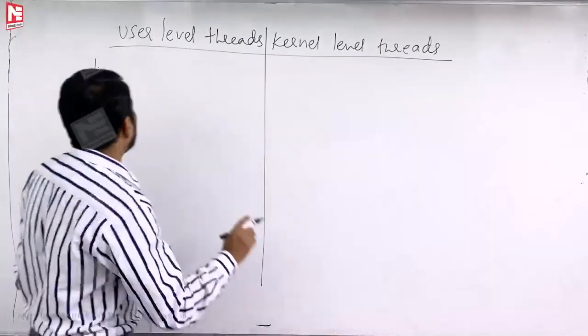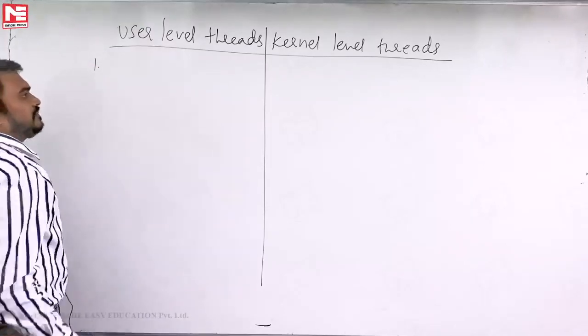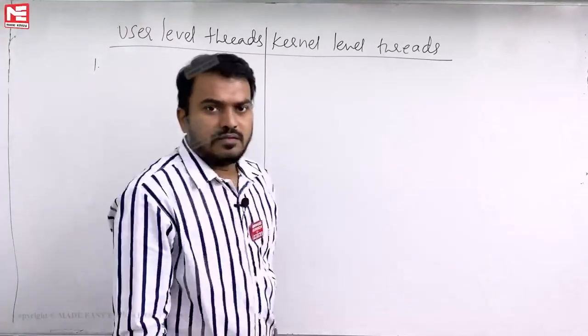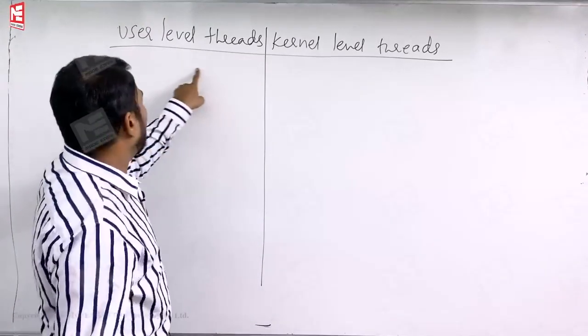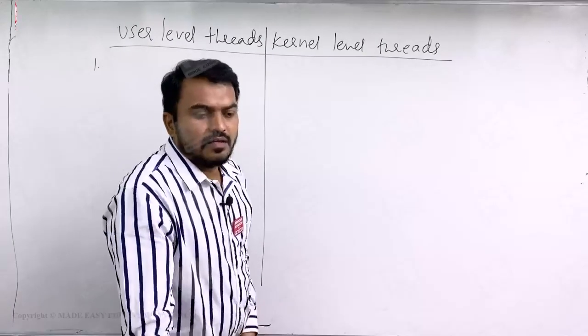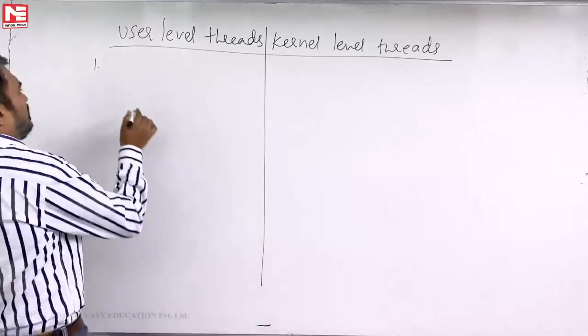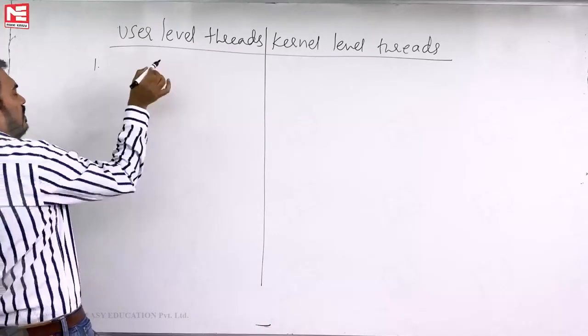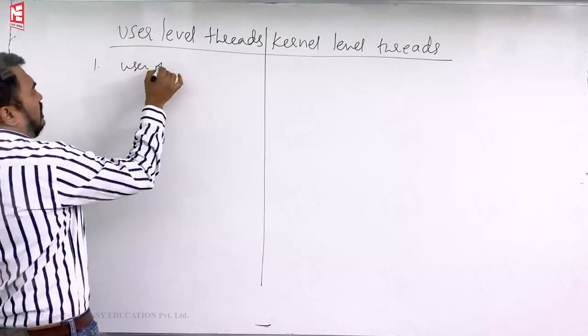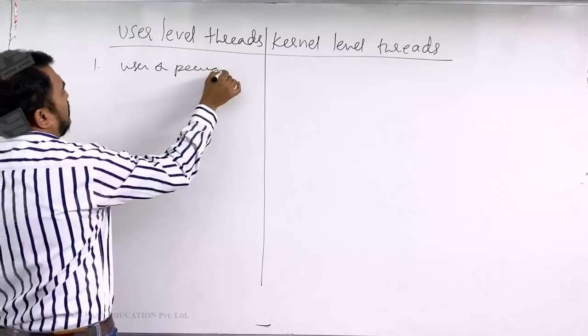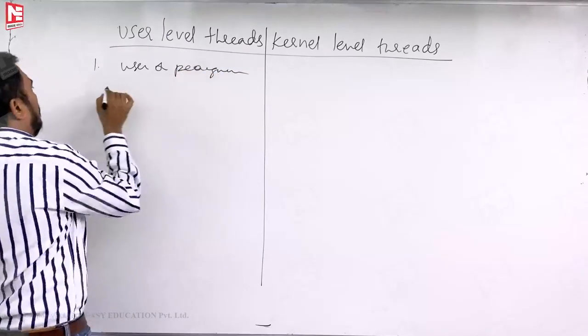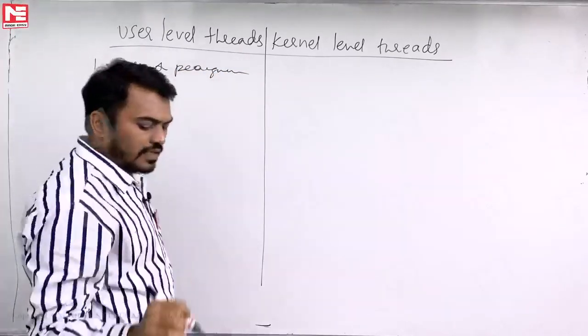Note down. First point: user level threads are implemented by user or programmer. Next, now understand the second point.